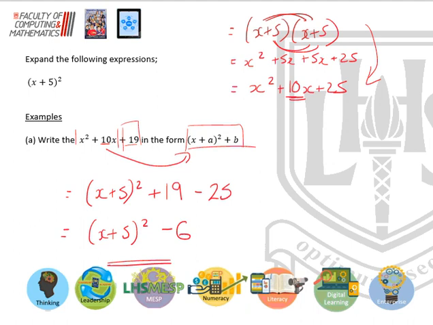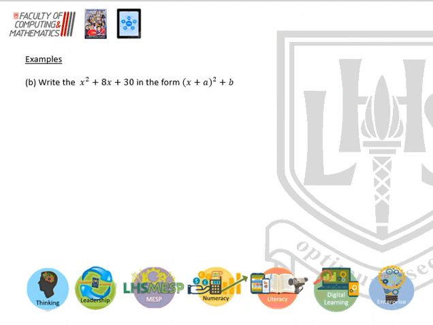Okay, so just to go over again, then we'll do a couple more examples. The 10x, we need to half that to get x plus 5 all squared, for these reasons up here. That x plus 5 all squared gives me a plus 25, so it needs to be cancelled out with a minus 25. And then you just simplify at the end. There's another example. Give it a pause and try again.